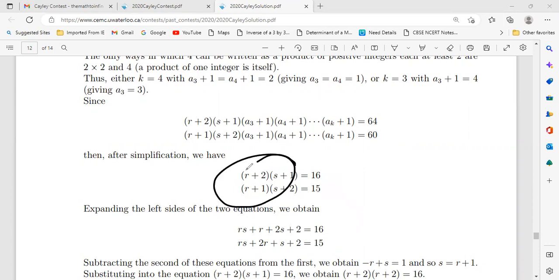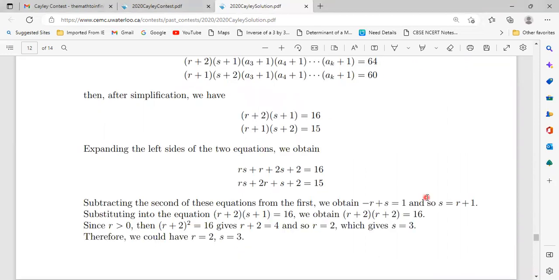Yeah. All right. So over here, it's just a simplification. You are just expanding this. So it's just RS, R, 2S, and 2. RS, 2R, 1S, and 2. Okay, this is very simple. Can you simplify this using the elimination method, the one which you studied in algebra? Can you find the value of R and S from these two equations?